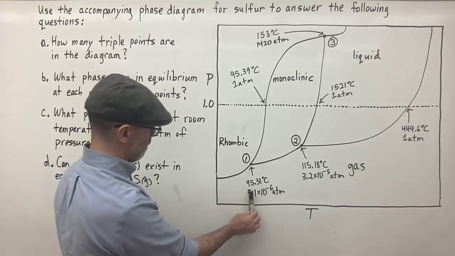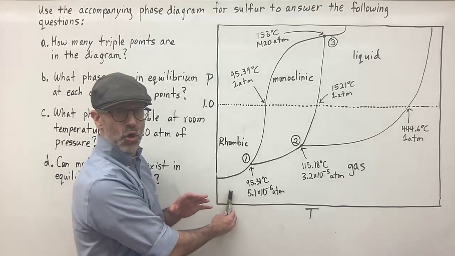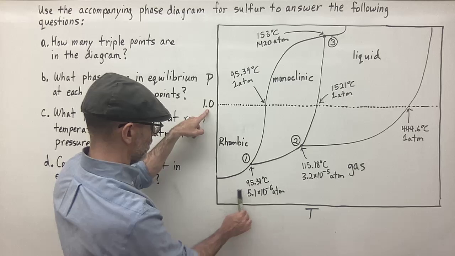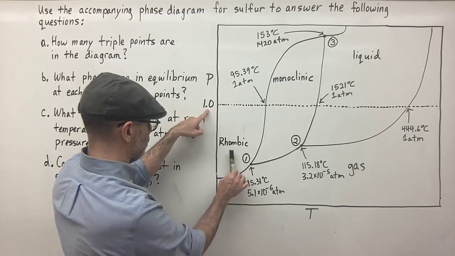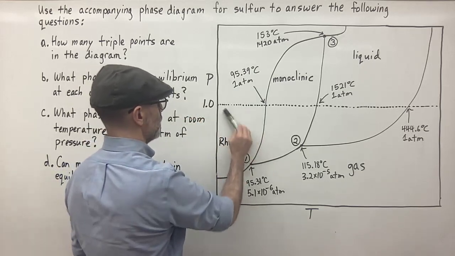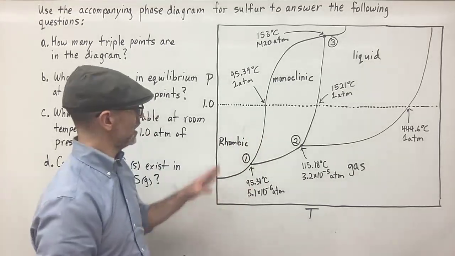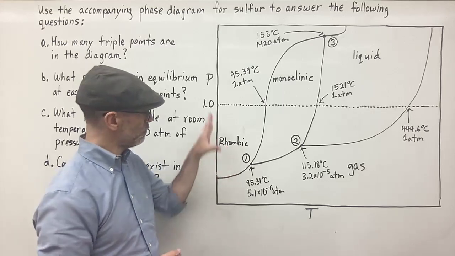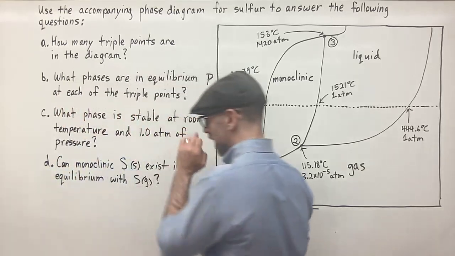So it's way in here, and we want 1.0 atmospheres, so that's up here. If we take our temperature over here, this is well below the 95.3, and if we go up to here, we're in this area here. So that's well within the rhombic phase. So under those conditions, it's the rhombic phase of sulfur that is going to be stable. The other phases are not going to be stable at that temperature and pressure. So that's the answer to C.